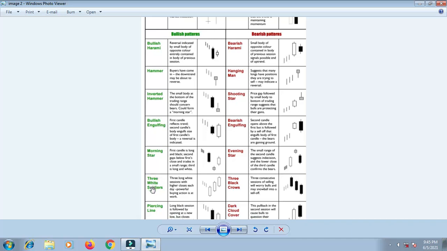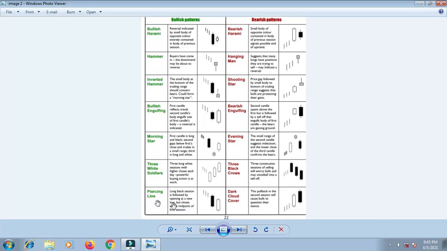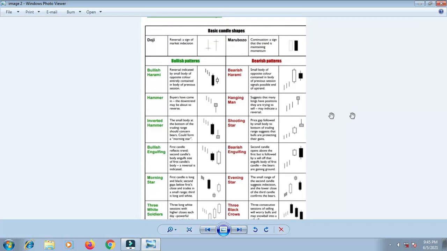Then from three white soldiers, morning star, evening star, these are three candle patterns. Then again piercing line, dark cloud cover, that is a 2 candle pattern. So various types of candle patterns are available. We will be starting one by one.